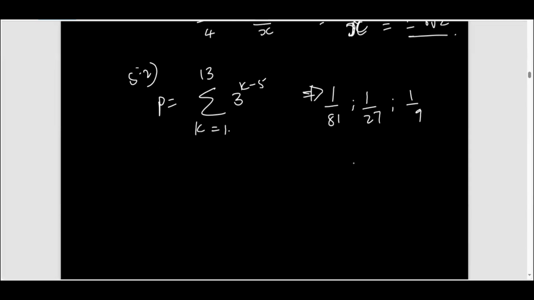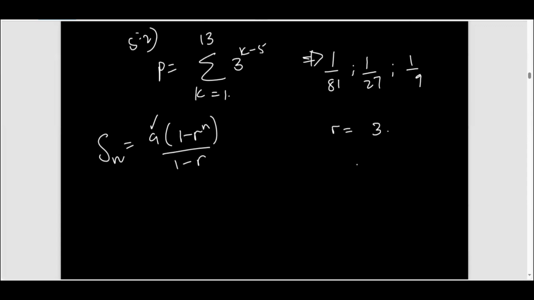Now, if it's geometric, we know that the sum is given as A into 1 minus R to the N over 1 minus R. Alternatively, the other formula that we just proved. Then we have our A. We can get the R: 1 over 27 divided by 1 over 81 gives us just the whole number, which is 3. So our R is 3.